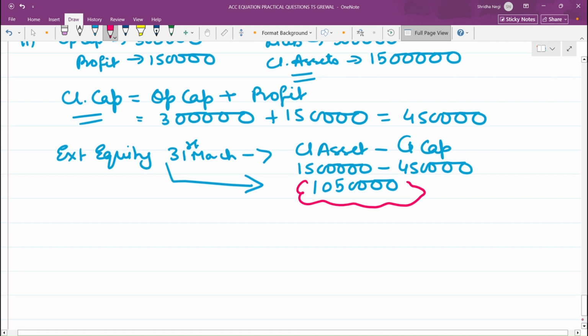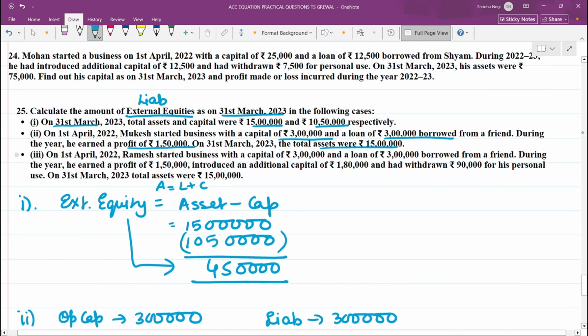Okay. Now the third part. What is the third part? Let us see what they are saying in the third. On 1st April 2022, Ramesh started business with a capital of 3 lakh and a loan of 3 lakh borrowed from a friend.